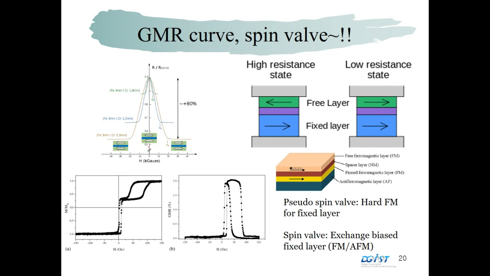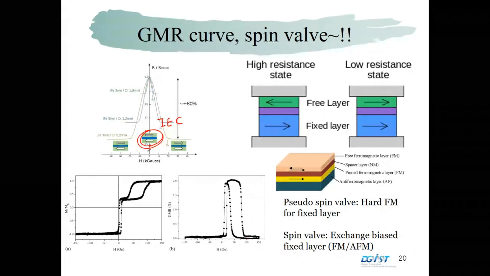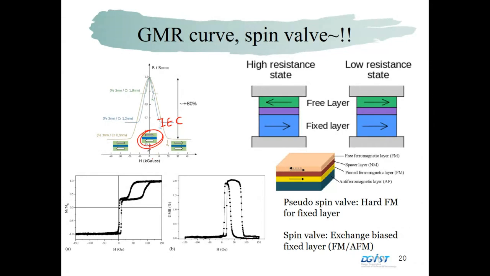Then here is one question: why in zero field do they keep the anti-parallel condition? That's what I'm going to explain. It's called interlayer exchange coupling. I'm going to explain it just later, after this view graph. Okay, this is one type.